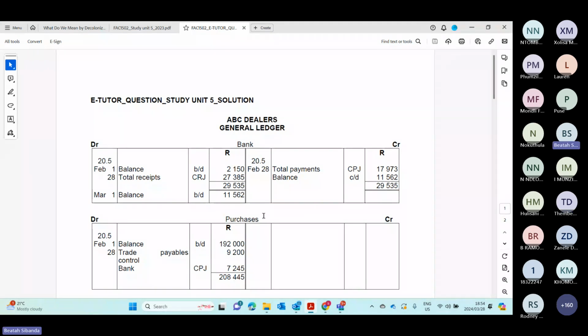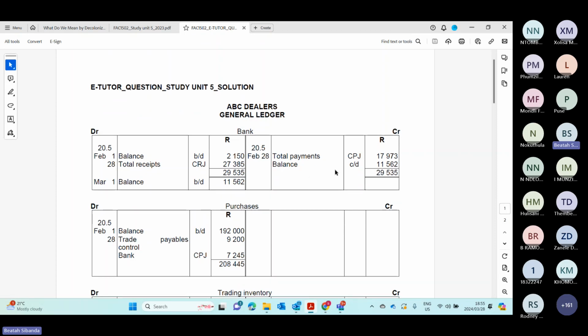Yes. Okay. The 2,150 is coming from the trial balance. This is the opening balance that we had in the bank account. And then the total receipts are coming from the total that we derived from the cash receipts journal. And then the total payments are coming from what we derived from the cash payments journal. And then the balance is the balancing figure, or the balance carried down.